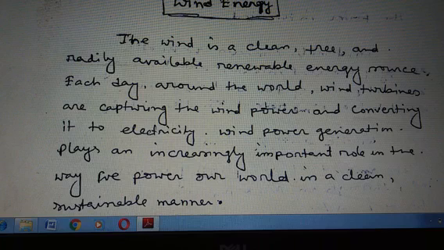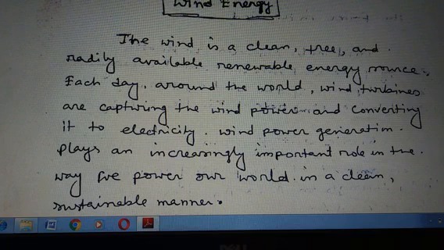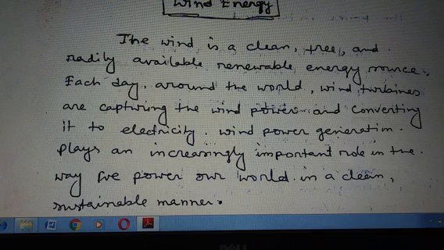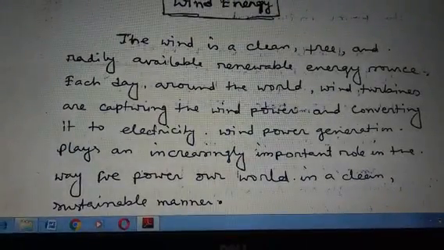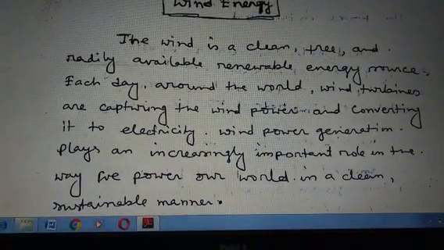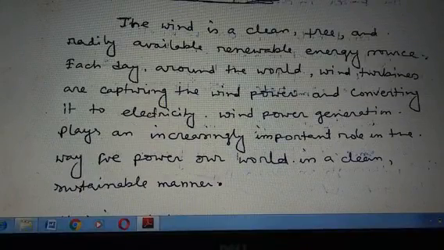Wind power is a self-renewing energy source which will provide a continuing supply of non-polluted energy for future generations. Though wind energy may be available throughout the year, its quantum may vary from time to time. As such, it is very vital to determine how much energy is available in the wind at any time before designing the windmill. The wind is a clean, free and readily available renewable energy source.